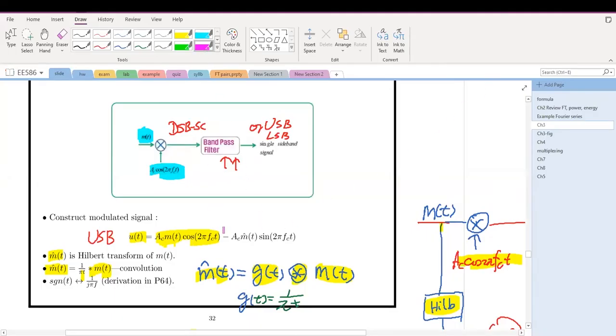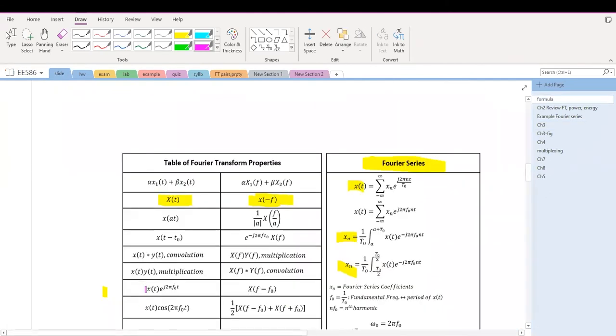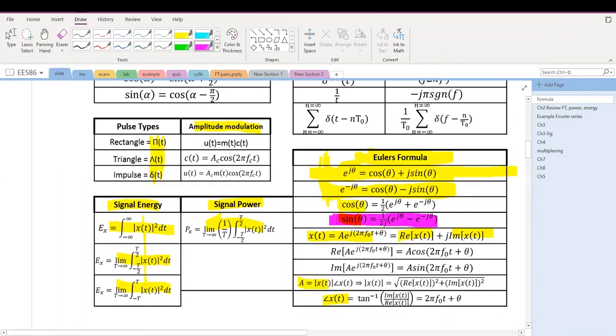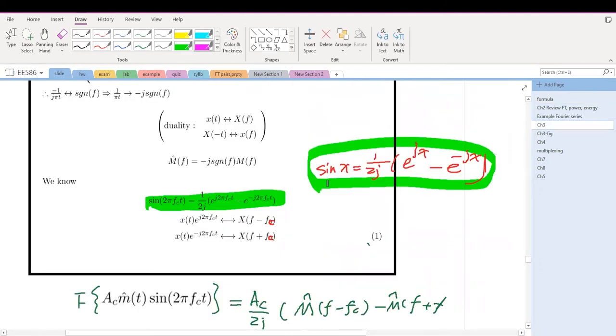Remember that we need to evaluate the spectrum for this term. We want to use this property and Euler's formula. This is the Euler's formula we need to use. I wrote it here as well. Now we replace x with 2 pi fc t. This is what we have from Euler's formula. From the frequency shifting property, if x of t in the time domain is multiplied by a complex exponential, e to the power j 2 pi fc t, then the spectrum just moves to fc.